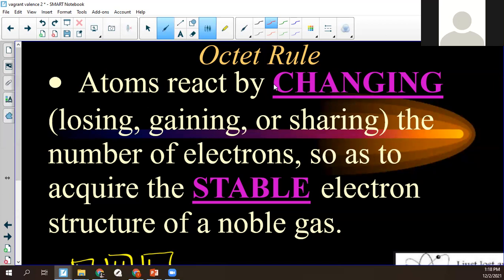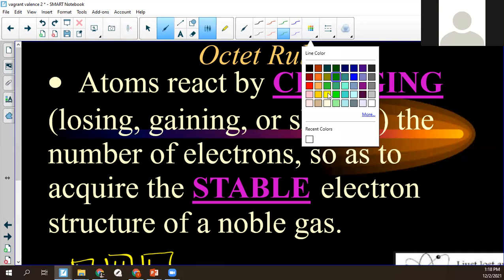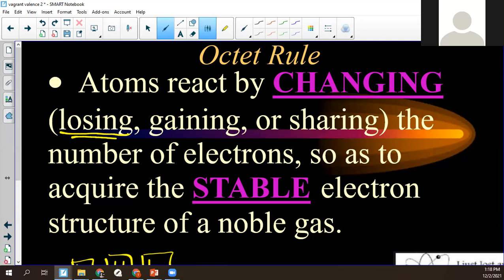So here we go. Atoms will react by changing their valence electrons by doing one of 3 things. Are we ready? There are atoms in this world that will lose valence electrons to become stable like a noble gas. And I know we called something losers yesterday. Metals are losers. Follow me here. So metals react by losing their electrons so as to become like a noble gas. You with me?